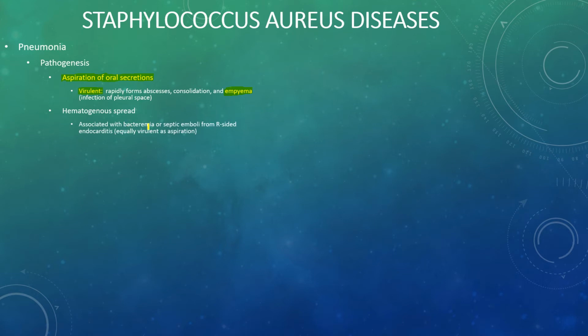So it's associated with bacteremia or septic emboli from right-side endocarditis, and it's just as virulent as aspiration. So it can go from bacteremia from, say, a septic arthritis or endocarditis. It can go from anywhere in the body and spread to the lung, or it can be an embolus from right-side endocarditis. And when you have these septic emboli, they'll form nodules inside of the lung because they have the septic emboli lodging within the vessels, and it's just as virulent.